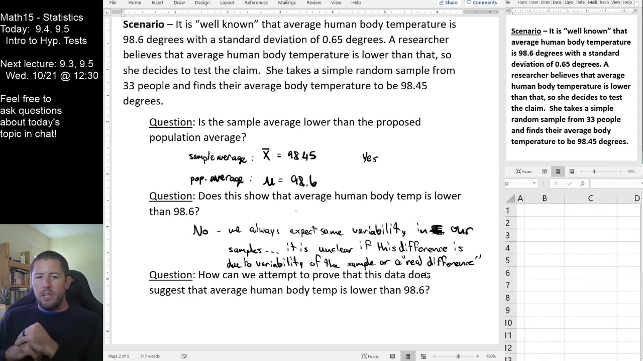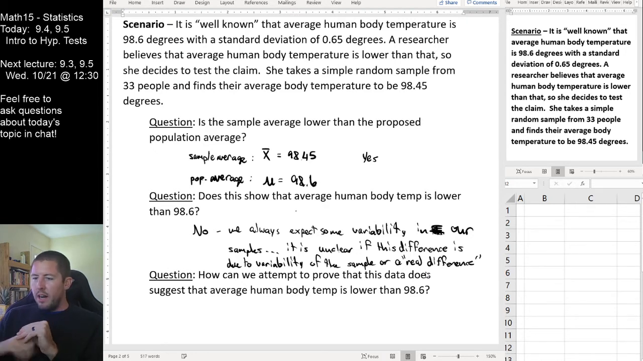So the thing that we don't want to do here is say, oh yeah, 98.45 is less than 98.6, so she was right. We don't know that. This could have just been a perfectly normal, lightly varied sample right here. Or maybe this represents an extreme departure from our average of 98.6 that we're thinking is actually correct here. It's not really clear to me which of those is true until I do a little bit of computation to see how unlikely it really is.